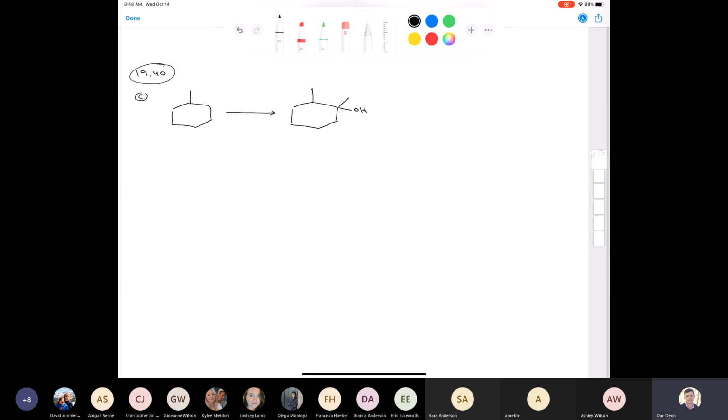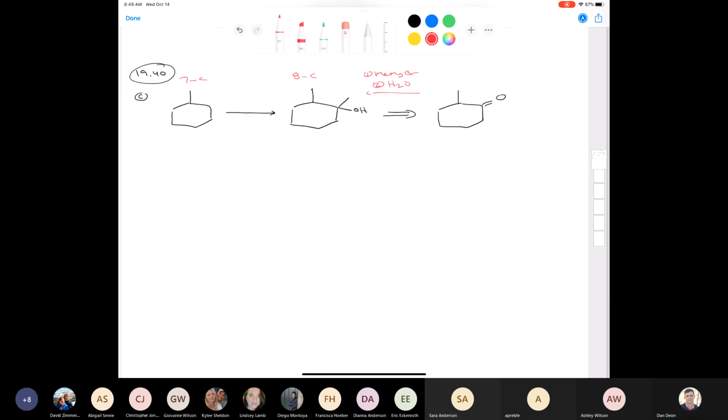Okay, so I think about this problem in terms of retrosynthesis, because we're starting out with 7 carbons in the starting material, but we have 8 carbons in this product. We have an extra methyl group here. In terms of retrosynthesis, I could make this alcohol from this ketone. If I had this ketone, which is 2-methylcyclohexanone, all I would have to do is treat it with methyl magnesium bromide, followed by treatment with water.